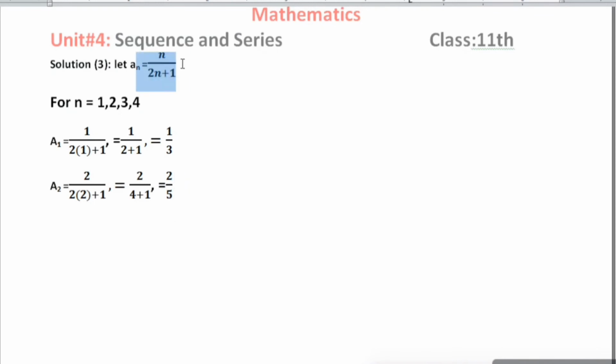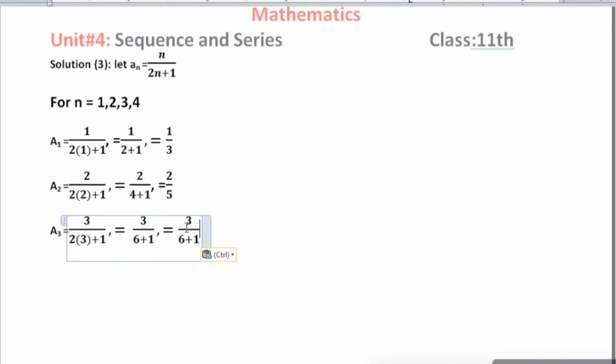Next, for n is equal to 3, a3 is equal to 3 divided by 2 into 3, 2 threes are 6. Next, 6 plus 1, 7, so a3 is equal to 3 divided by 7.